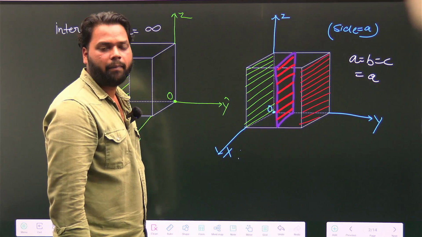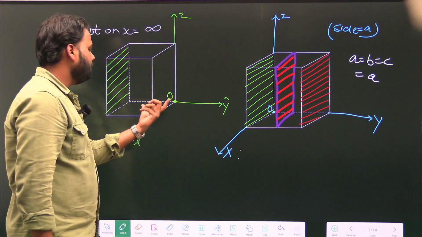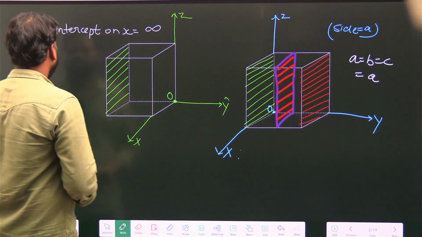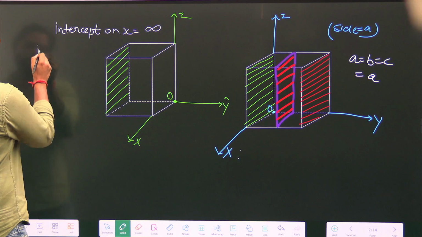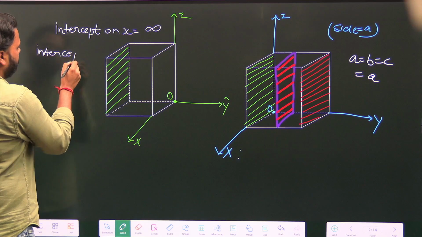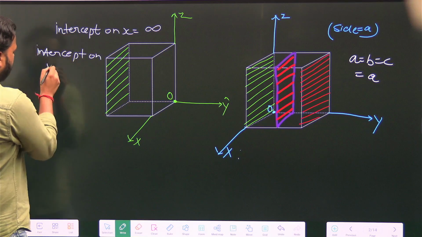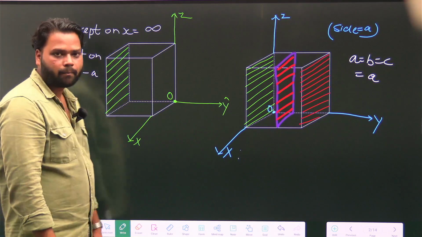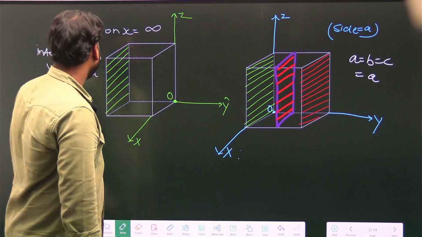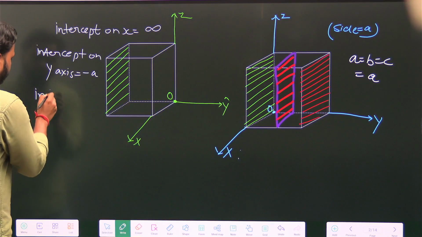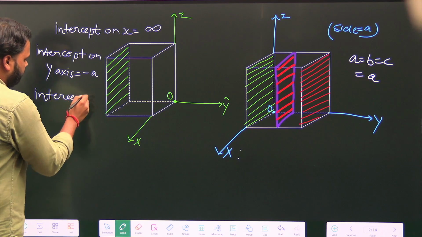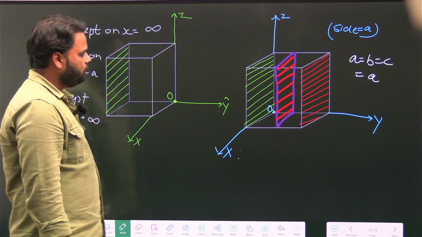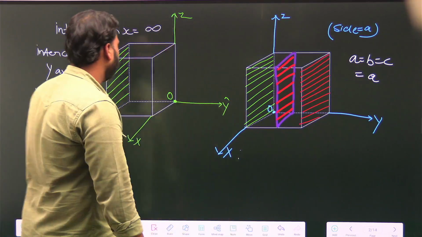Minus a. This time, the y-axis has been cut by the plane at a distance of minus a. So the intercept on the y-axis is equal to minus a. And the intercept on the z-axis? Again infinity. Good. The intercept on the z-axis will be infinity. Okay. जल्दी से Miller indices बताओ. Tell me the Miller indices of this plane.